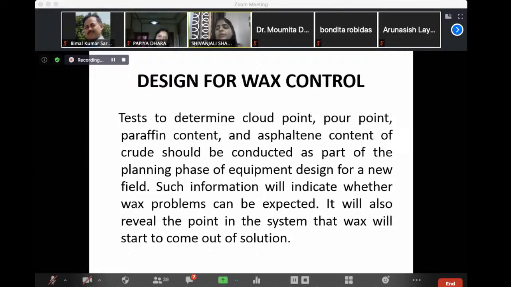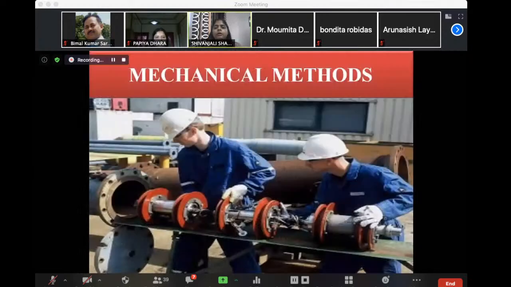When you talk about pour point, the pour point is somewhere between 22 degrees Celsius to 30 degrees Celsius, which is quite high. So when you are transporting from one place to another, whenever you reach this temperature, if there is no other method applied, let it be thermal, mechanical or chemical, you will face this pipeline blockage problem. So let's start with the solutions.